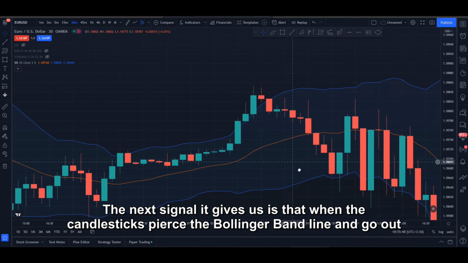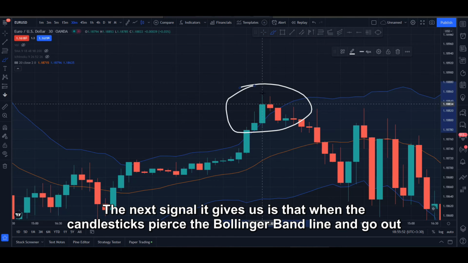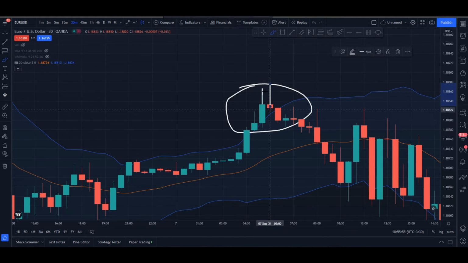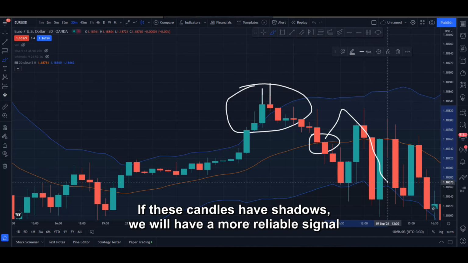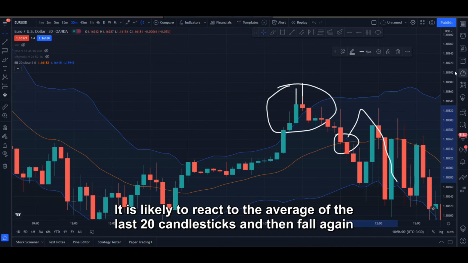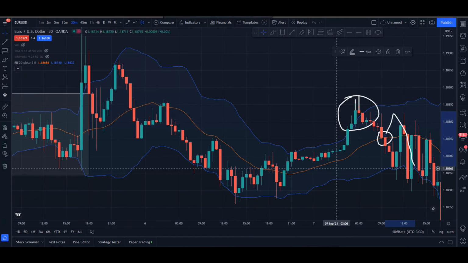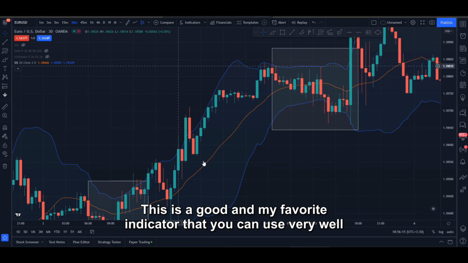The next signal it gives us is when the candlesticks pierce the Bollinger Band line and go out. If these candles have shadows, we will have a more reliable signal. It is likely to react to the average of the last 20 candlesticks and then fall again. This is a good and my favorite indicator that you can use very well.